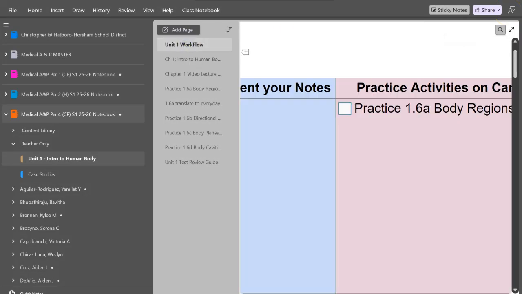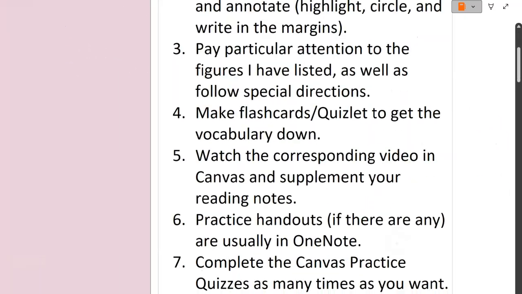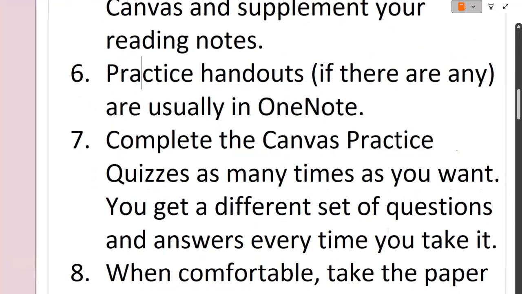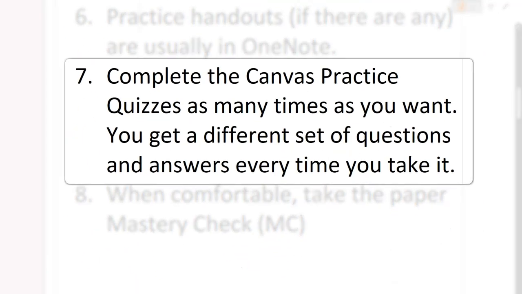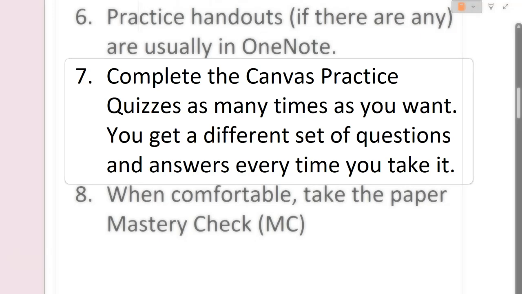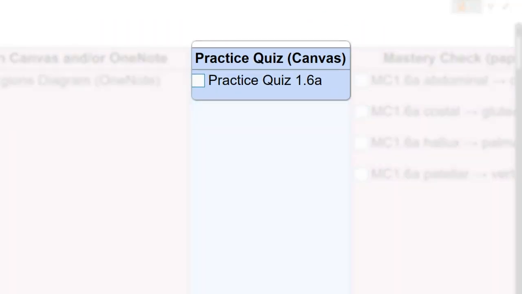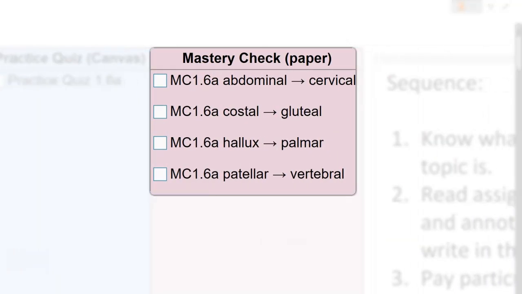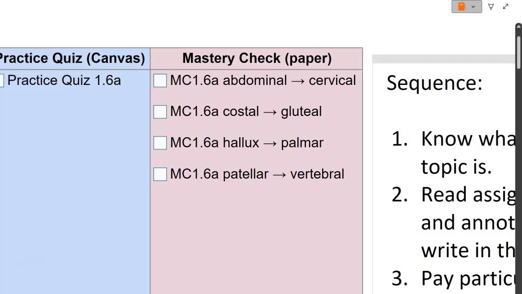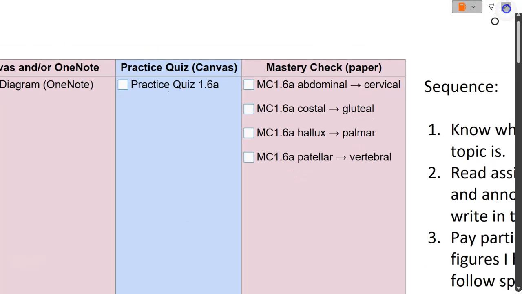Next on the workflow, so we did practice handouts, complete the Canvas practice quizzes as many times as you want, and then take the paper quizzes. All right, practice quizzes. There's a practice quiz for 1.6a, and here are the paper quizzes that must be done in person. Okay, practice Canvas quizzes. All right, let's take a quick look over in Canvas.